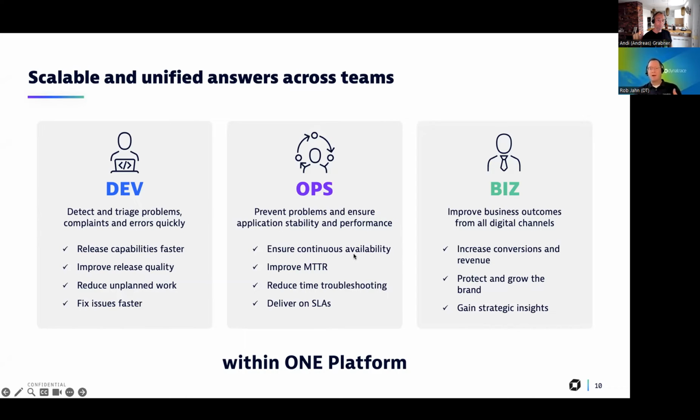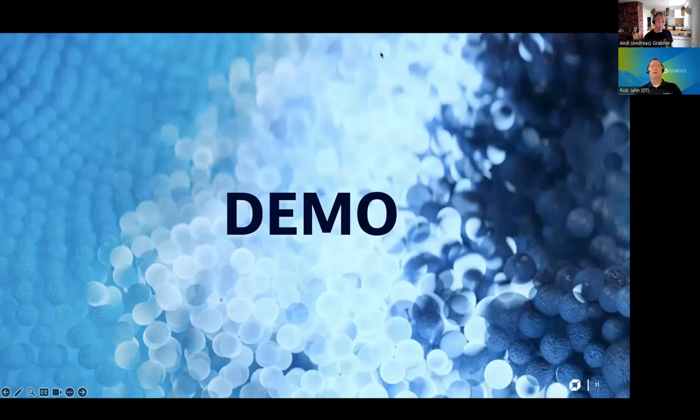Operations is primarily there to ensure that the platform is there for the developers to do their job, but also available for production and end users. And then the business cares about what this website is all about and what the strategic goals are of having it updated and available. So that's the three key ones. I'll jump into a demo real quick, and we're going to walk through a couple of things here.